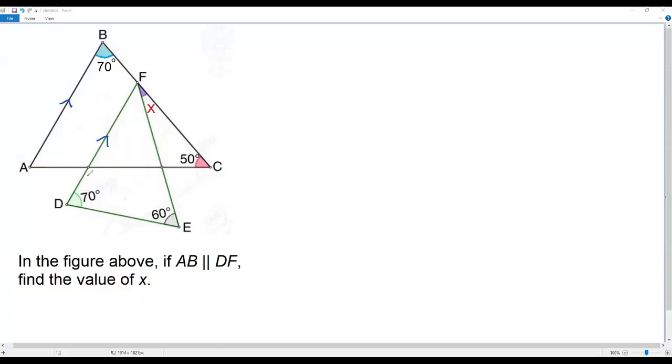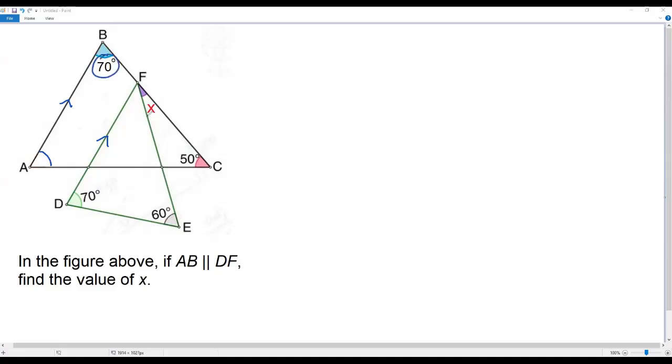Okay, so here let's consider the triangle ABC. In this triangle, two of the interior angles are given at the vertices B and C, that is 70 degrees and 50 degrees. Then what is the measure of the interior angle at the vertex A? Already we know that the three interior angles of a triangle add up to 180 degrees. So this is the angle sum property of a triangle.